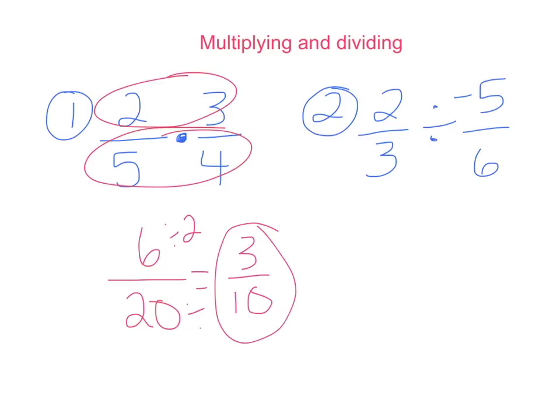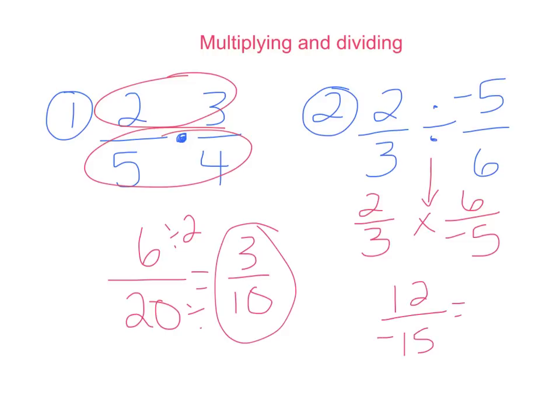Okay, so we're going to keep the first fraction the same. We're going to change the division sign to a multiplication sign. And we're going to flip the second fraction to 6 over negative 5 instead of negative 5 over 6. Okay, now we have a multiplication problem just like number 1. So we're going to multiply across the top to get 12. We're going to multiply across the bottom to get negative 15.